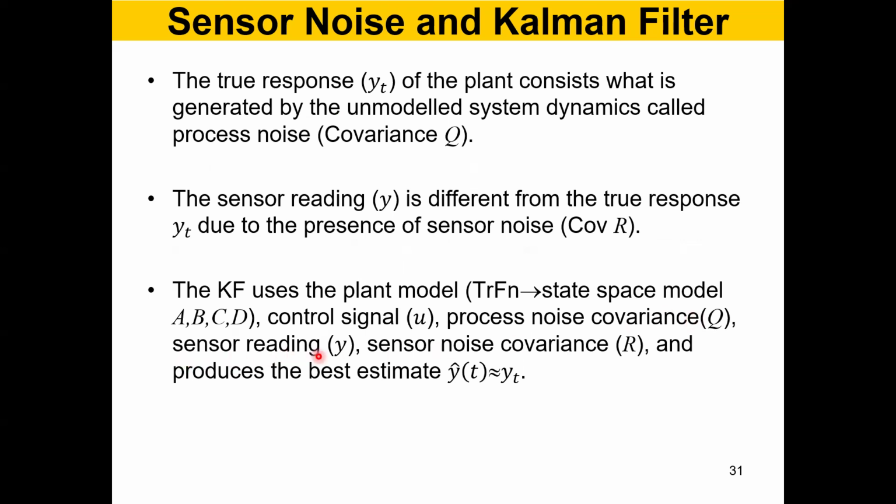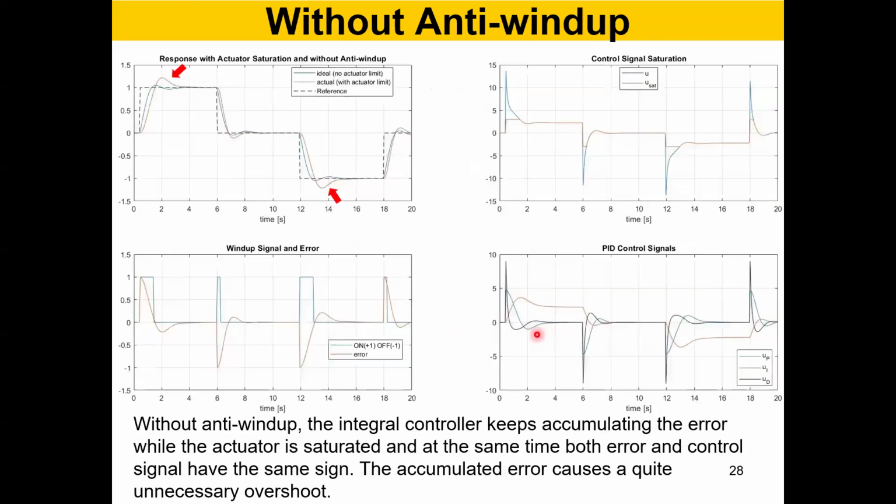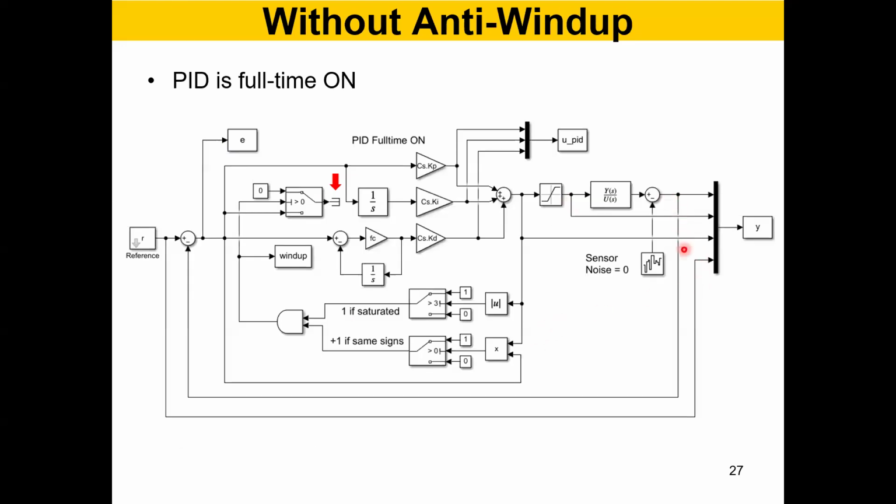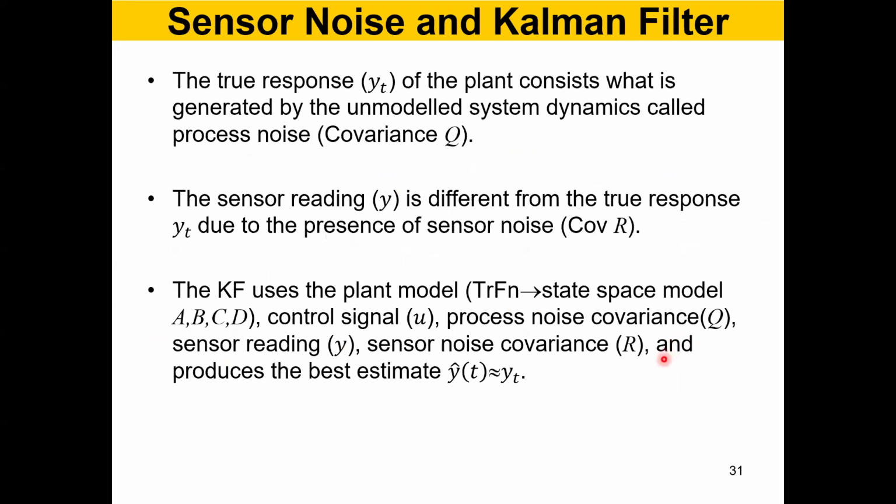And also the sensor reading. Let's go back. Where is the sensor reading? This is the sensor reading, after noise addition. So the Kalman filter needs to know that as well. What else? And the sensor noise covariance. We need to tell the Kalman filter, I have this sensor, and this is the sensor noise covariance.